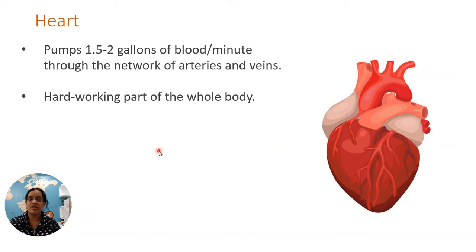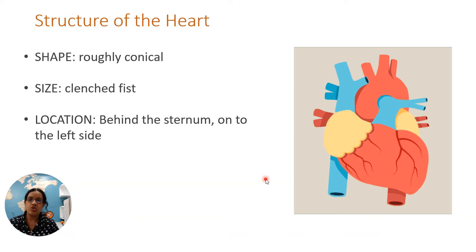Now, coming to the structure or the introduction of the heart. Heart is the major or the central organ of the entire body or throughout the organ system. Now, this is the hardest working part of the body. It pumps about 1.5 to 2 gallons of blood per minute through a network of blood vessels, which are called arteries and veins. In general, arteries all carry the pure oxygenated blood from the heart and supply it to the body parts, and in general all the veins collect the deoxygenated blood and pour into the heart for further purification.